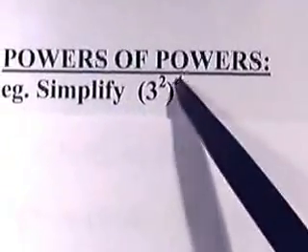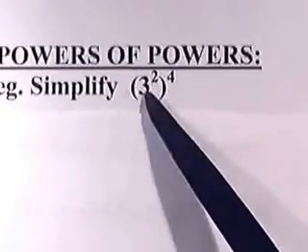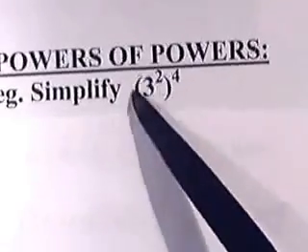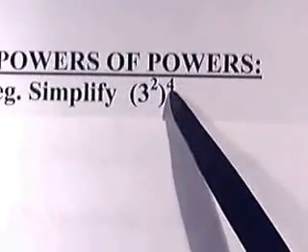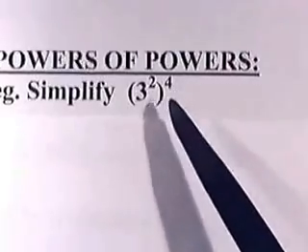Let's suppose you had to simplify a thing like that. Now, a power of a power means exactly what's here. We've now introduced the brackets. This is 3 squared, or 3 to the power of 2, inside the brackets, and now all of the brackets is raised to the power of 4. Let's see what this means.